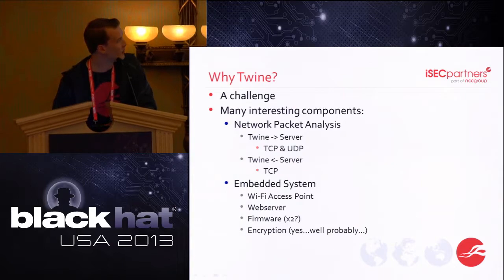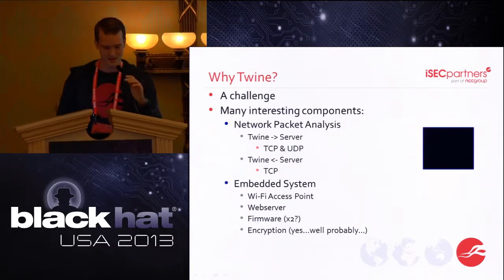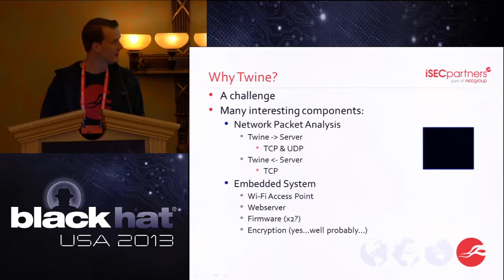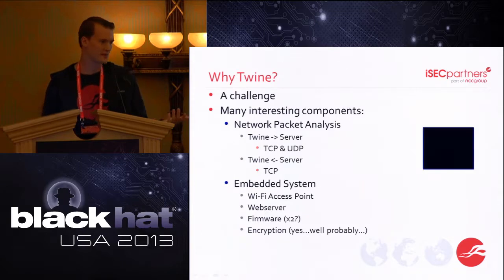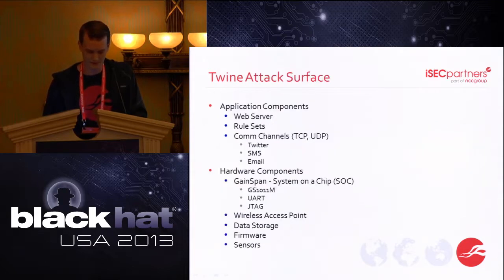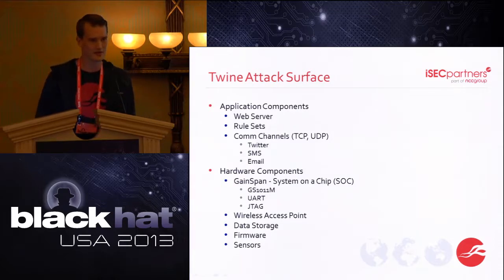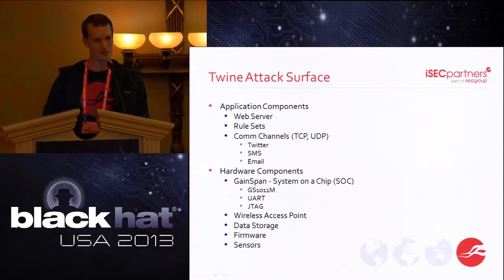So why Twine? Well, it was a black box. It was interesting to us. We didn't know much about it at the time, and it had a nice overlay of software security and hardware security. To that end, the embedded system in it has the wireless access point, right? It also has a web server, 2 different types of firmware on there, and some other really interesting components. As far as the attack surface goes, it's varied, right? There's a lot going on here. There's a lot of interesting components. And as I mentioned, we're software security guys delving into the world of hardware security. So it's a nice little overlap.